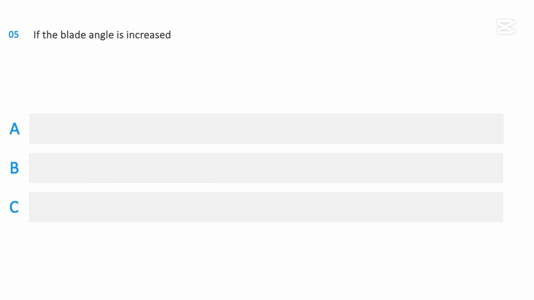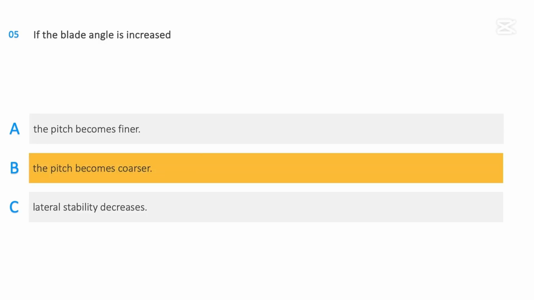If the blade angle is increased, the pitch becomes finer. The pitch becomes coarser. Lateral stability decreases. The correct answer is the pitch becomes coarser.